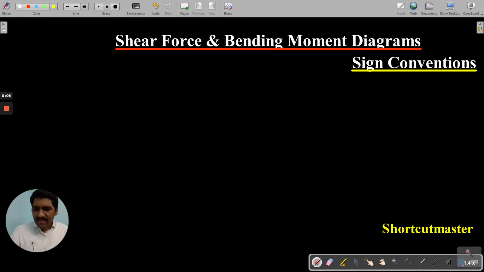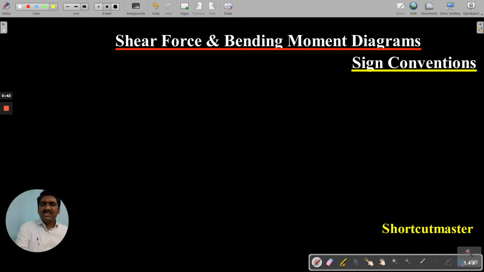So today I am here with you to discuss the concept of sign conventions for shear force and bending moment diagrams. Many students are getting confused regarding the sign conventions. Moving from right side to left side, moving from left side to right side, what is positive and what is negative, what is sagging bending moment and what is hogging bending moment. Within 5 to 10 minutes, I will definitely clear the entire sign conventions for you. You should have some patience.